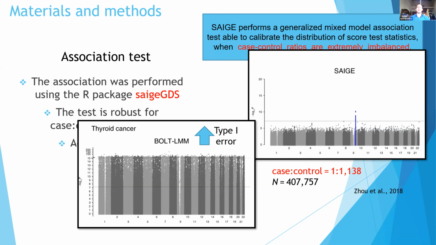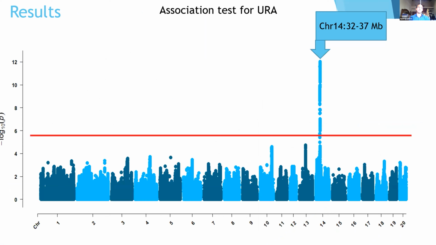As you can see here, the former is unable to control type 1 error. You can see an increased rate. On the other hand, SAGE is able to control this error, and it's able to pinpoint highly significant QTLs associated with this type of phenotype. This representation is showing thyroid cancer, a phenotype with a very skewed imbalance, 1 case in 1,134 controls.